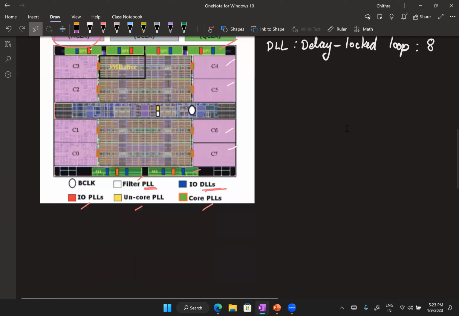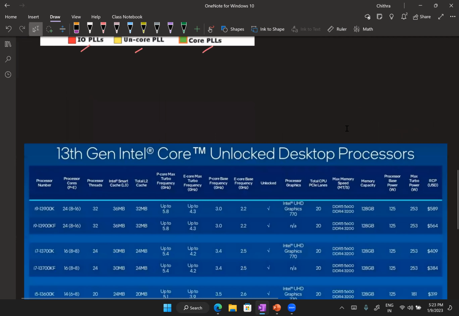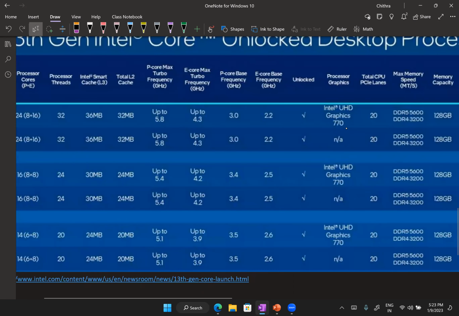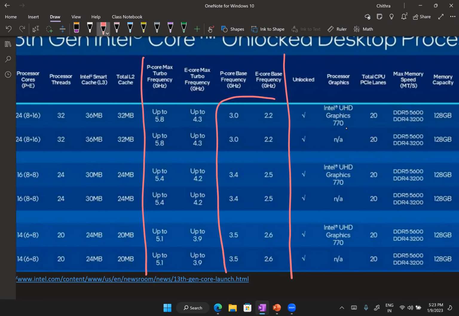I have again picked up another table from Intel's website. Let's focus on this portion. These are the typical nominal frequencies of the core clock. And you can see that this varies between roughly 2.2 gigahertz to 3.5 gigahertz.